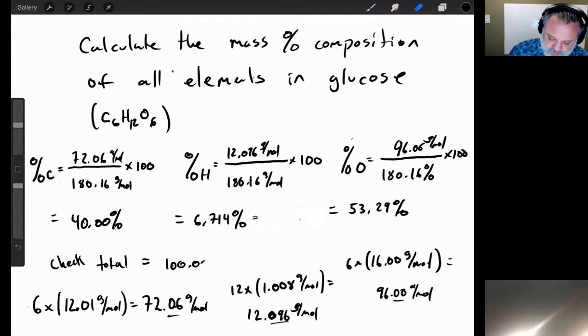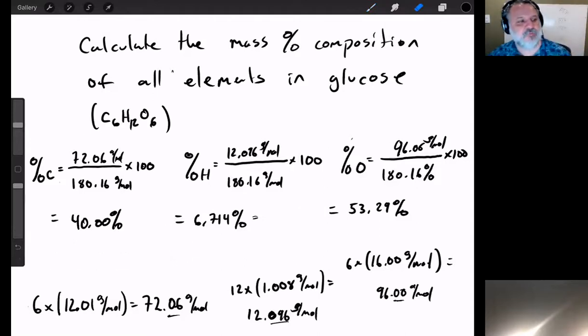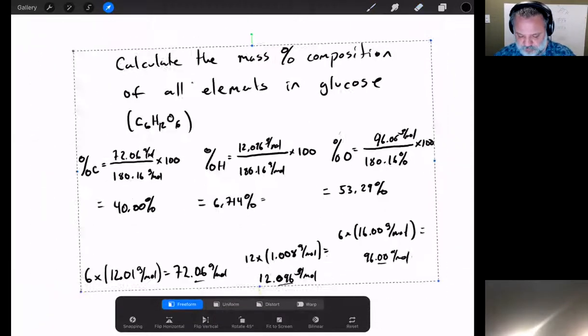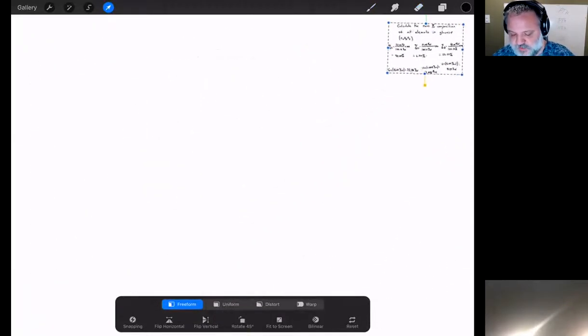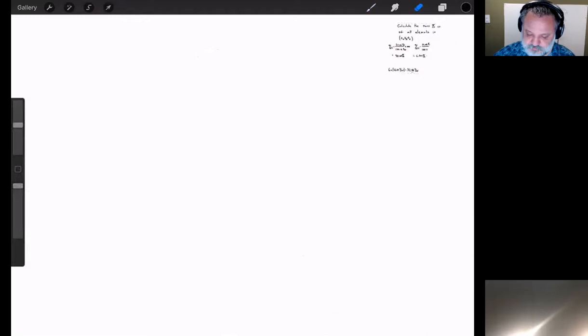So remember, we can check our work by adding them all up to see if we get 100. That way we know if we got it right. Because if it doesn't add up to 100, then it's not right. If it does, then it is right. So now we've done it. We've done the mass percent composition based on the formula. There's another way to do mass percent composition. What if I said this? What if I said something like this?